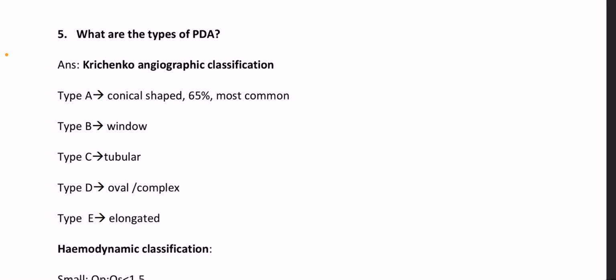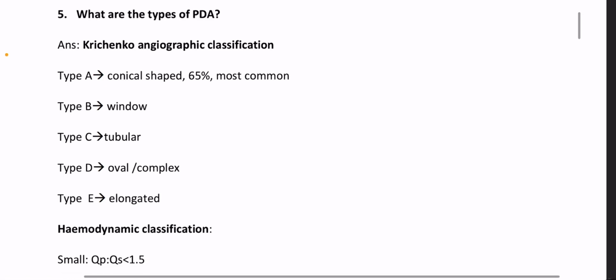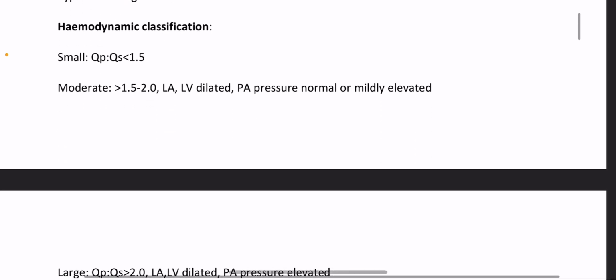Krichenko angiographic classification reveals there are 5 types of PDA: Type A, B, C, D, E. Type A is conical shaped, 65%, most common. Type B, window shaped. Type C, tubular. Type D, oval or complex. Type E, elongated. Hemodynamic classification.